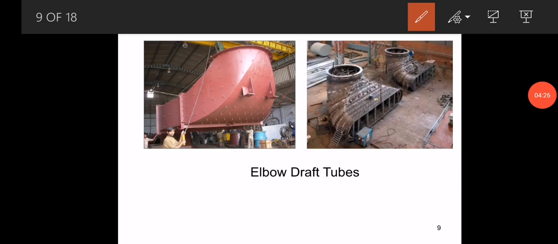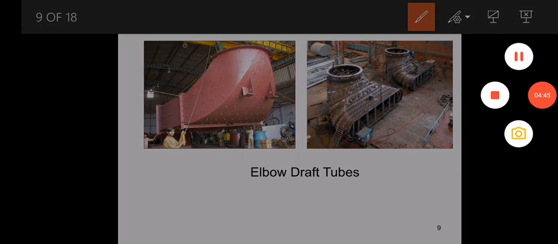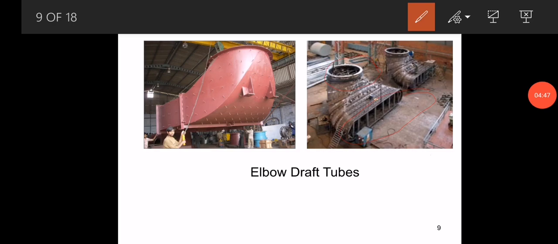Here you can see that the elbow type draft tube has a circular cross section at the inlet, and at the exit of the draft tube, it has a rectangular shaped cross section. So let us discuss the conical shaped draft tube.